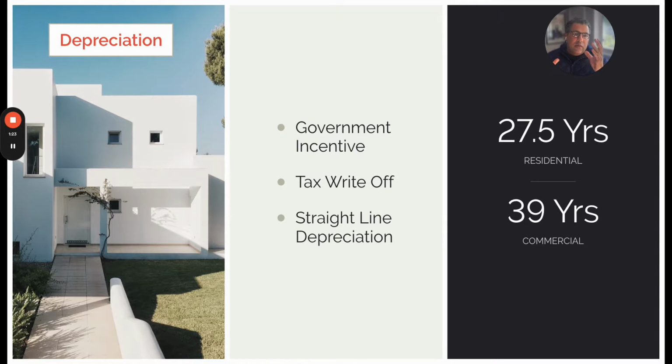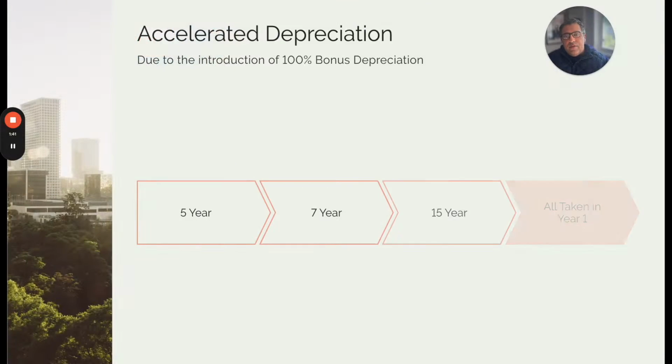So they take the full value of the building. The property price is the property price. The building value is what the property price is minus the land. So we take the building value, we divide it by 27.5 for residential, 39 for commercial, and you get one slice of that for the next 27 and a half or 39 years. That's how the government wants you to use depreciation.